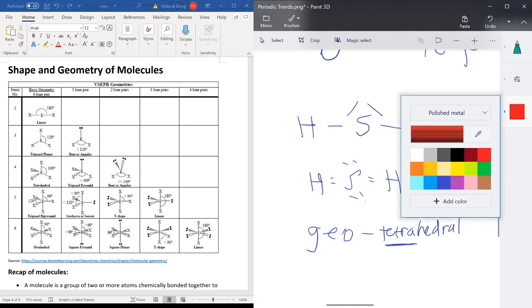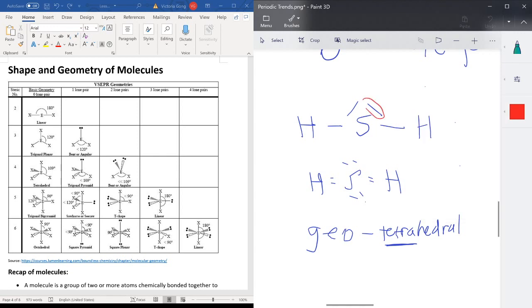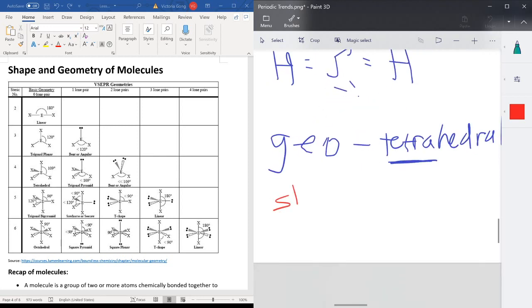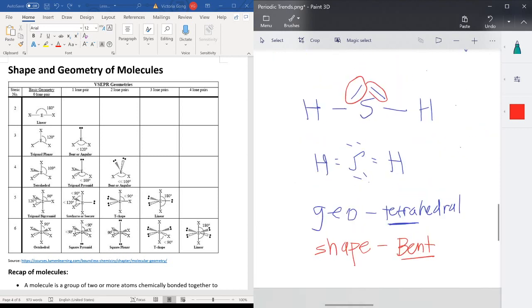Let's change the color for fun. Right here. So, the shape will actually be bent or angular, as it's called. So let's write shape down below. Zoom in so we can get the best writing quality. The shape will be bent. I haven't heard anyone use angular before, but usually we say bent. I'm assuming both are okay.